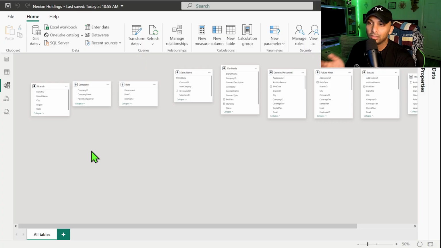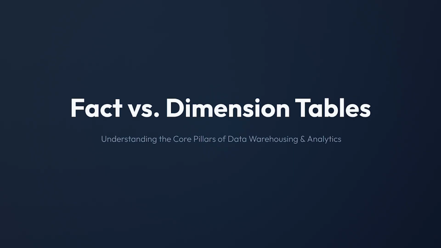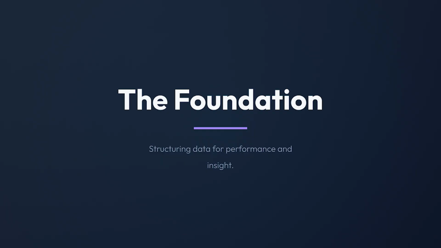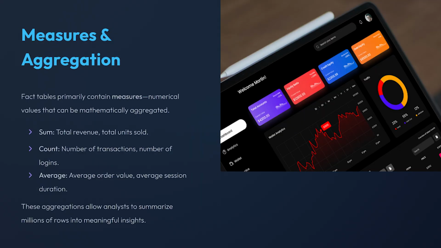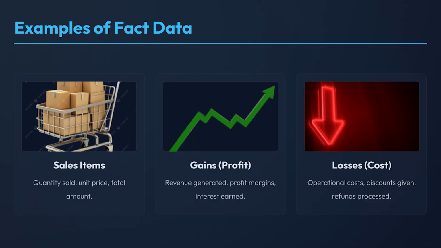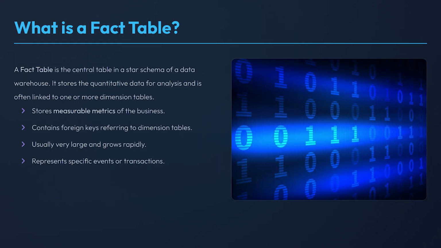So this is probably a good stopping point to really talk about fact tables and dimension tables before we map out the relationships. So fact tables are going to be something like store events, transactions, or measurements. It has numbers you can aggregate, such as sum, count, and average. It grows with time, so many rows. Examples can be sales, employees, gains, losses, contracts, and sales items. Those are exact tables that we currently have.